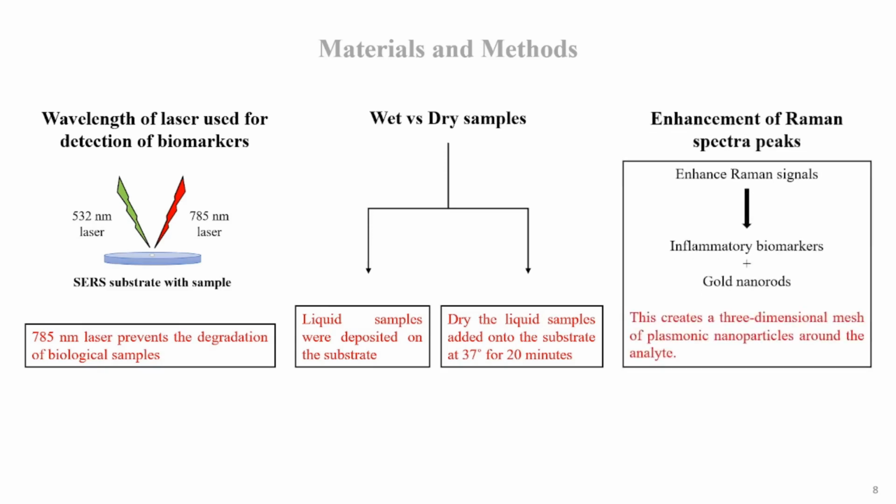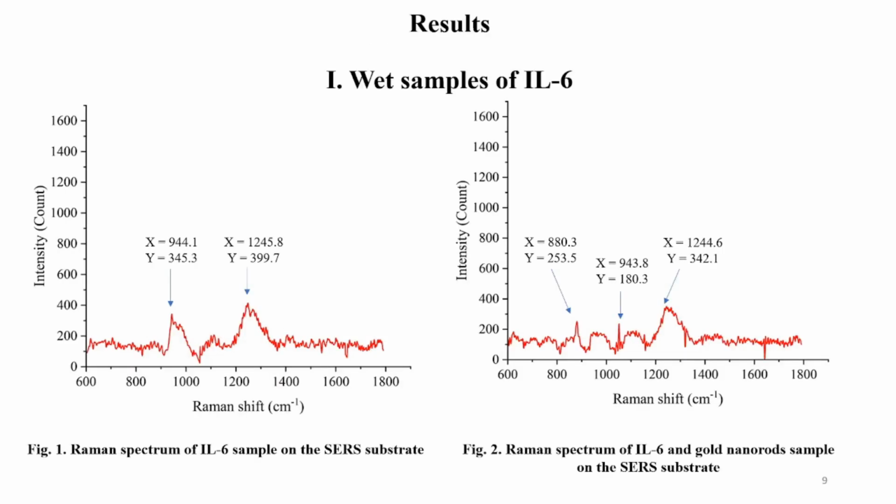The last one was to enhance the Raman spectrum peaks that I get. For this, I had to mix the inflammatory biomarkers with gold nanorods. So this basically creates a three-dimensional mesh-like structure, which is like a sandwich structure. The first one will be the silver nanoparticles, which are already there on the source substrate. Later are analyte, and over that we are trying to add gold nanorods, which can even more enhance the Raman signal. Now coming to the results part, as I mentioned, I started off with doing wet samples of interleukin 6.